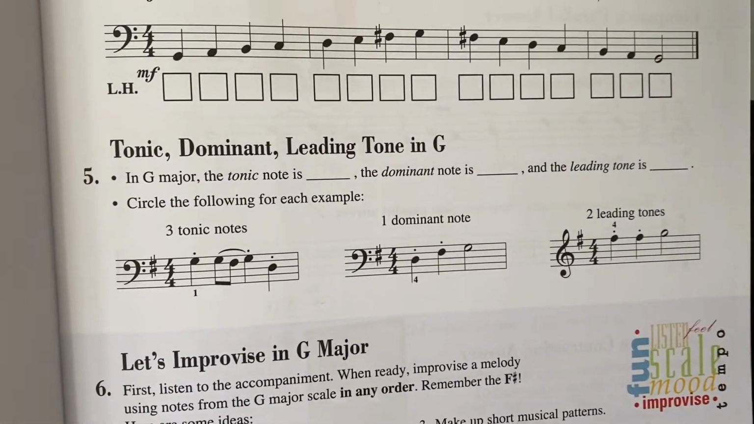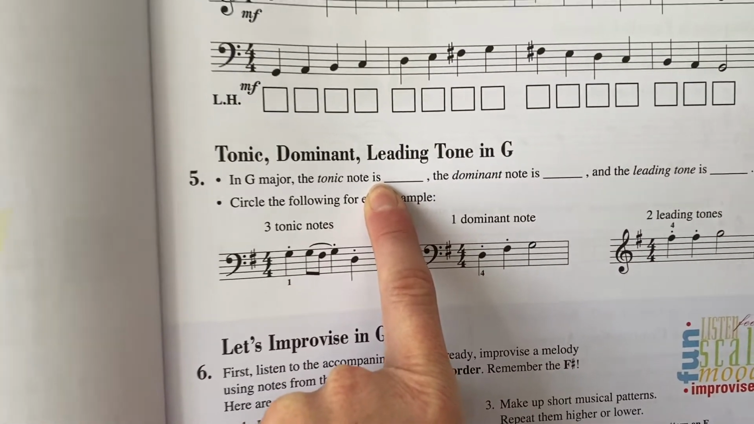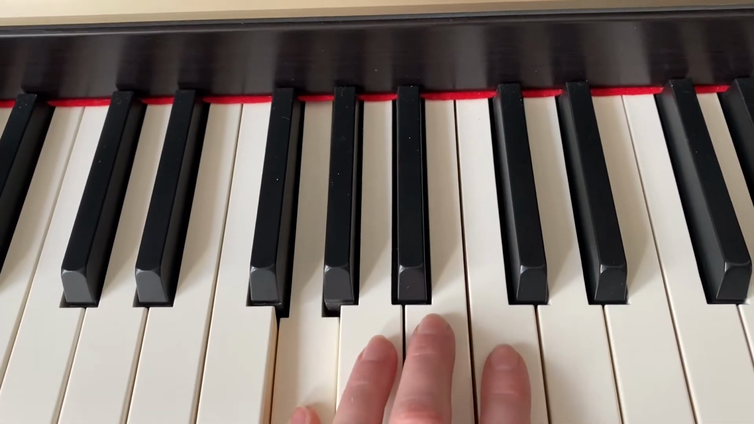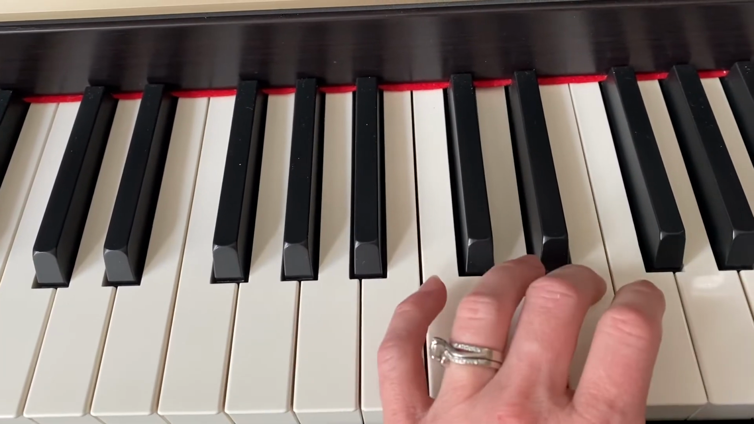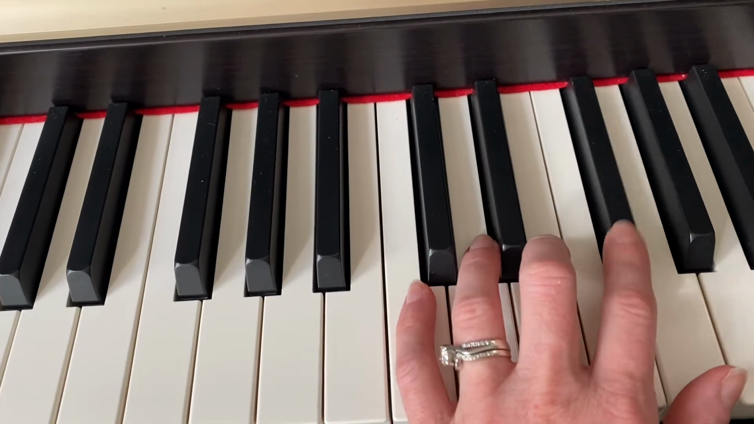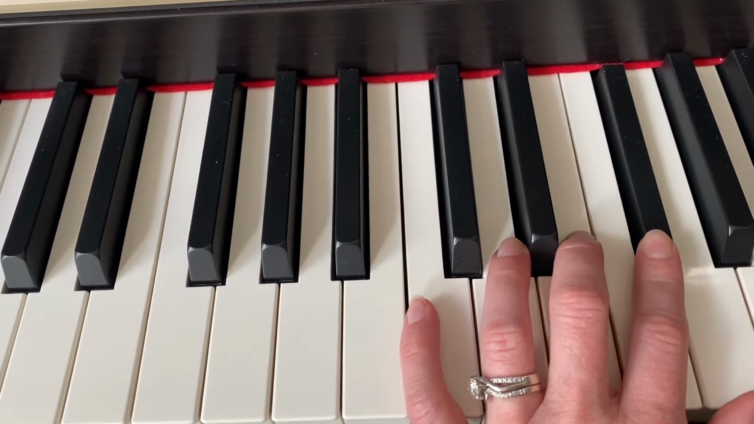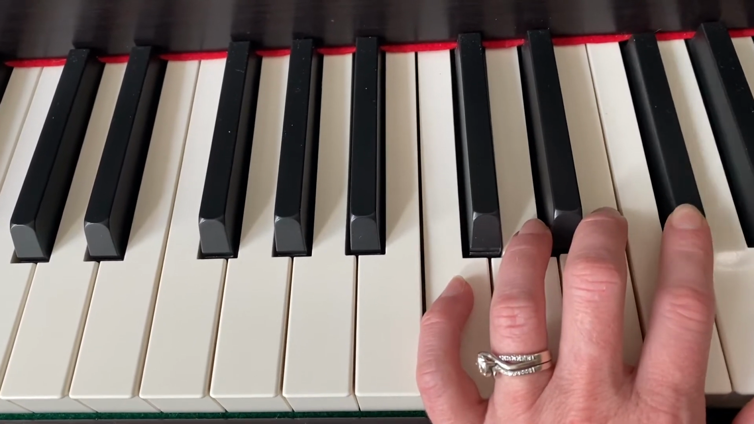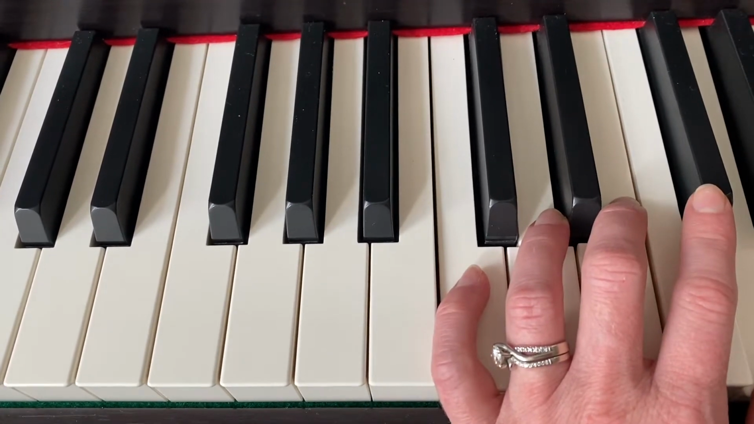And then in G major, the tonic note is, okay, what would the tonic be in G major? If you remember, tonic is your first note. Tonic up to dominant and leading tone to G. The leading tone is the only one that's going to be a little bit tricky for you. This leading tone is the F sharp. Leading tone to G. So just make sure you put the F sharp in there.